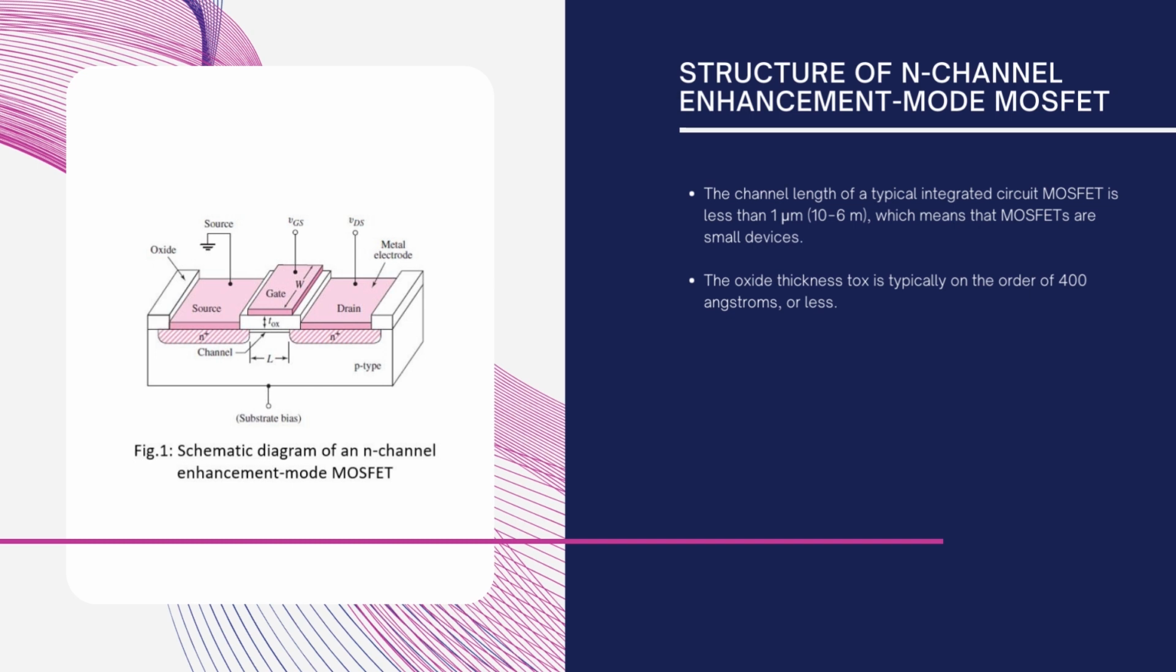The oxide thickness, which is represented as T-ox, is typically on the order of 400 angstrom or even less. Even the channel length is very small. 1 micrometer is a big value in the case of a MOSFET. So, it goes very low. Nowadays, the research is going for 5 to 6 nanometer.